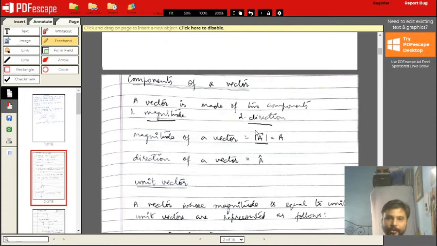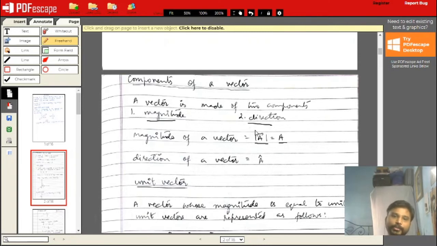So this is one way of writing the magnitude of a vector, that we put a capital letter A, put an arrow on top of it, and put it within a mod sign. So this is magnitude. One more way is to simply write the letter itself. This is also an acceptable way of writing the magnitude of a vector.